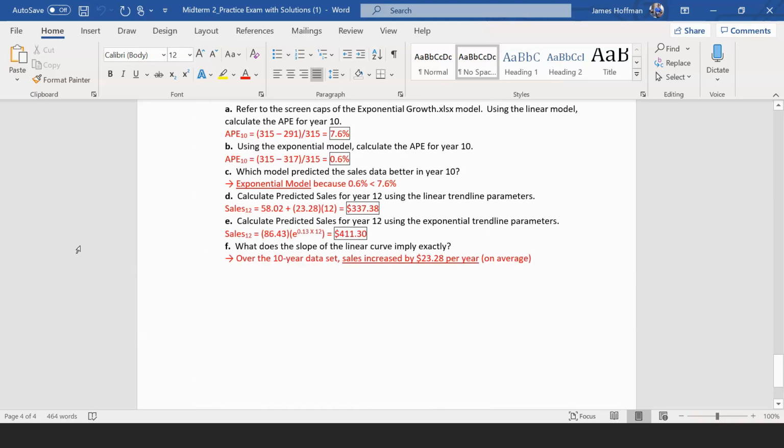All right, so over the 10-year data set, which we have, sales increased by the slope, which is 23.28. So sales increased by $23.28 per year on average. So that was the average increase per year for the sales data.